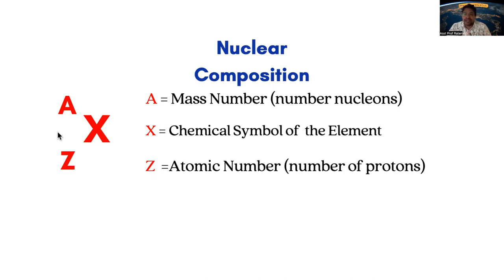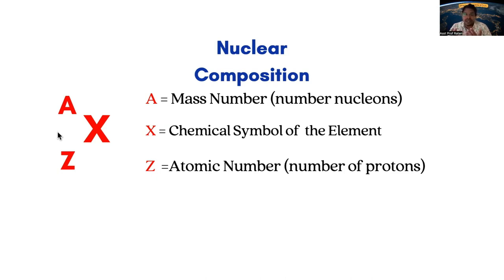A X Z. A means mass number. It gives the number of nucleons. What is a nucleon? Nucleons means the number of protons and the number of neutrons, both combined. The particles inside the nucleus are called nucleons. So what are the particles inside the nucleus? Protons and neutrons. And the X is the chemical symbol.